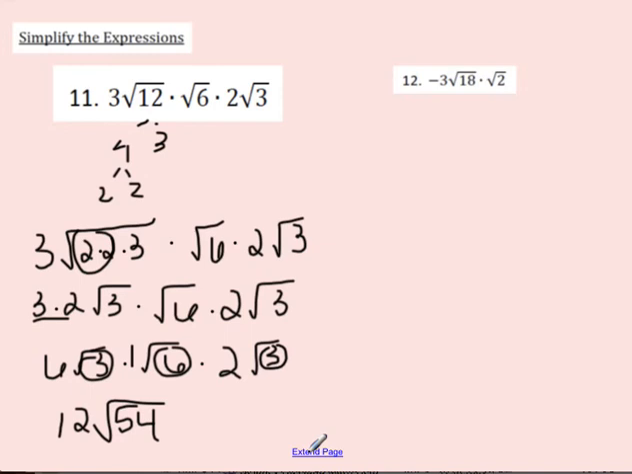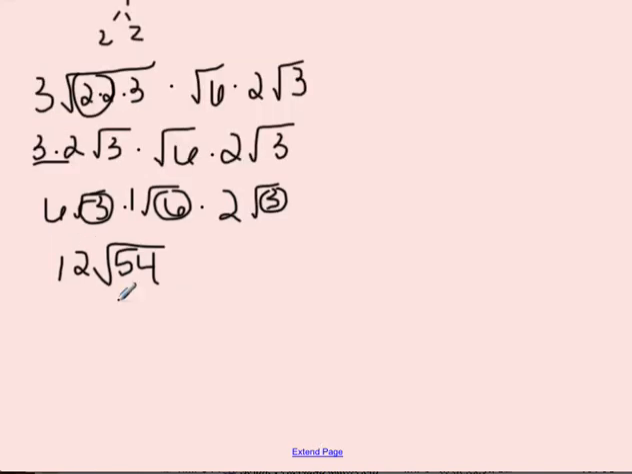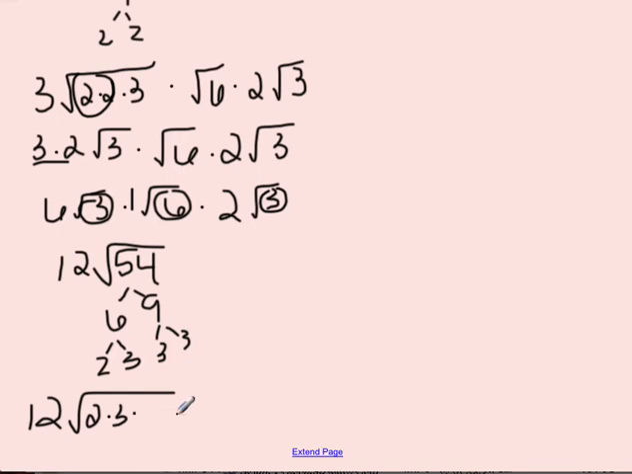So I'm going to have to break down that 54 some more. So 54 breaks down to 6 and 9. That 6 I can break down to 2 and 3. That 9 I can break down to 3 and 3. So then I end up getting 12 times the square root of 2 times 3 times 3 times 3.